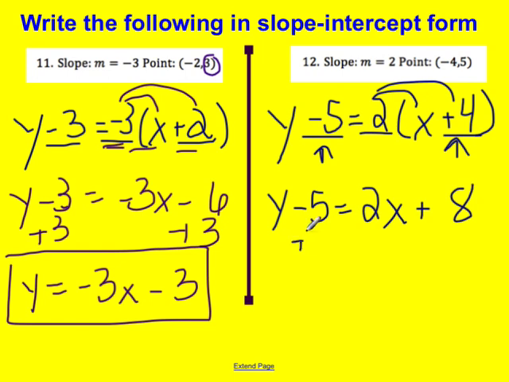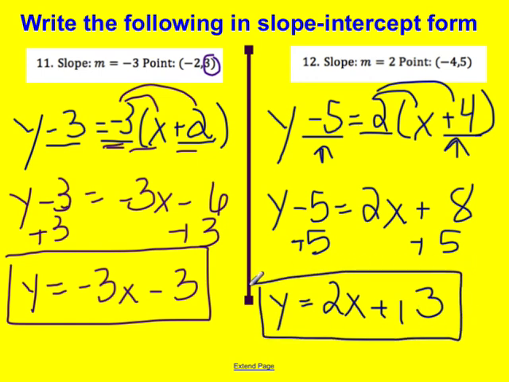And now I want to take and add 5 to both sides. So now that I've solved for y, I have y is equal to 2x, 8 plus 5 is going to give me 13. So now this is in slope-intercept form because it's solved for y.